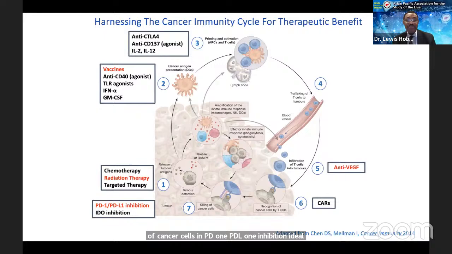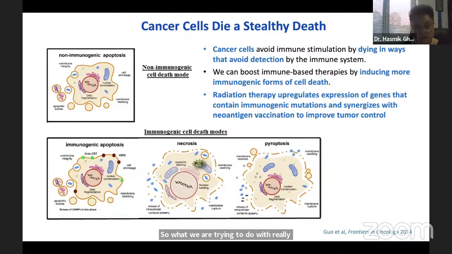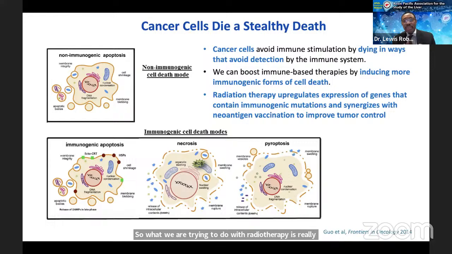And so what we are trying to do with radiotherapy is really boost the more immunogenic forms of cell death. Cancer cells avoid immune stimulation by dying in ways that avoid detection by the immune system. So we say they have non-immunogenic cell death modes. And we're trying to boost immune-based therapies by inducing more immunogenic forms of cell death. And one of the ways of doing this is with radiation therapy that has been shown to upregulate expression of genes that contain immunogenic mutations and can synergize with neoantigen vaccination to improve tumor control.